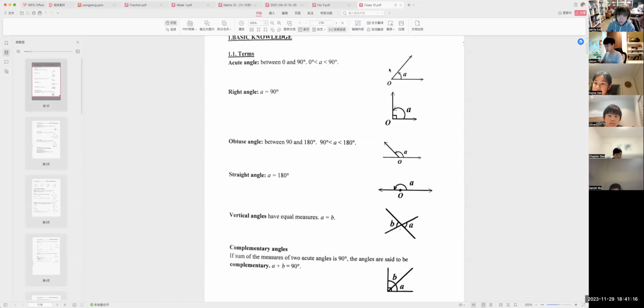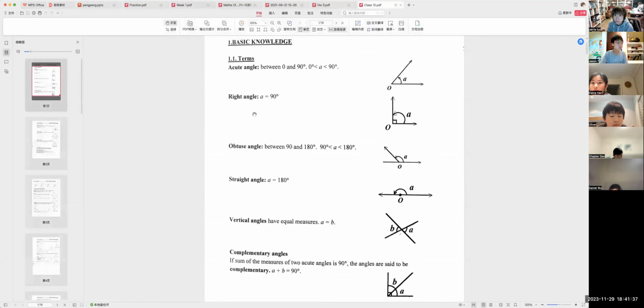Okay, so first of all, we're going to take a look at that one. Let's take a look at acute angle. Any angle between 0 and 90, which is small, right? So we call it acute angle, correct, everybody?